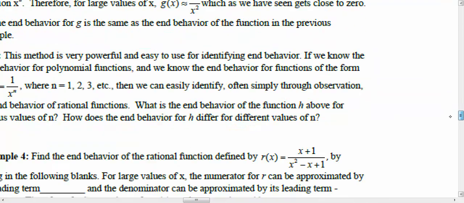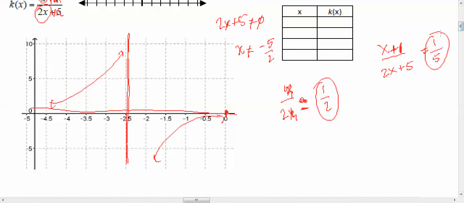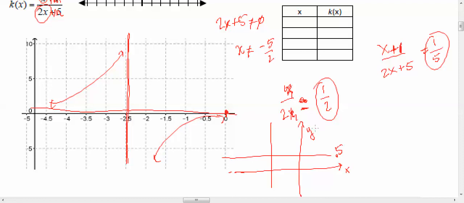No. I'll tell you what, why don't I explain this to you a little bit better. My graph has a vertical asymptote and a horizontal asymptote. I know what this horizontal asymptote is. This is happening at 1/2 or 0.5. Okay? And here's my x-axis, and here's my y-axis. And here's my asymptote. So this is an asymptote and this is an asymptote.